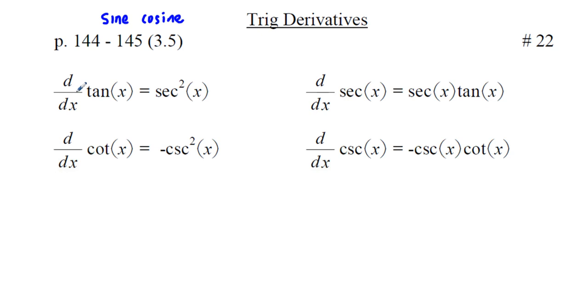The first one we see here is d dx of tangent is secant squared x. And also the derivative of secant is secant tangent. And then the derivative of cotangent is negative cosecant squared x. And the derivative of cosecant is negative cosecant cotangent. And there are little tricks to help us remember how to do things.